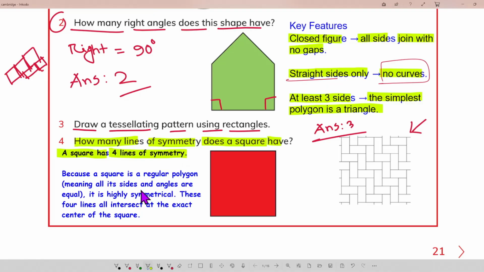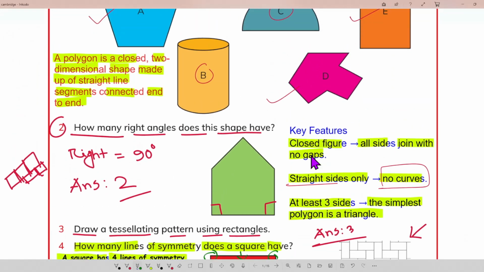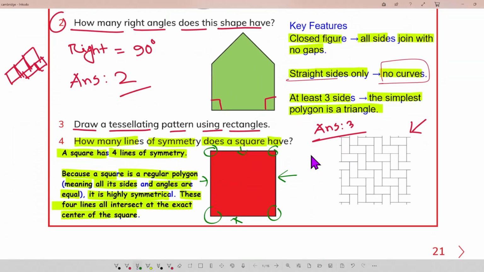But if the marks are more than 2, you can write: because a square is a regular polygon, meaning all its sides and angles are equal. It's highly symmetrical. These 4 lines all intersect at the exact center of the square, right? So this pattern has 1 side, 2 side, 3 side and 4 side. Okay, so 4 lines of symmetry. So numbers 3, 4, 2, 1, getting started, everything done.